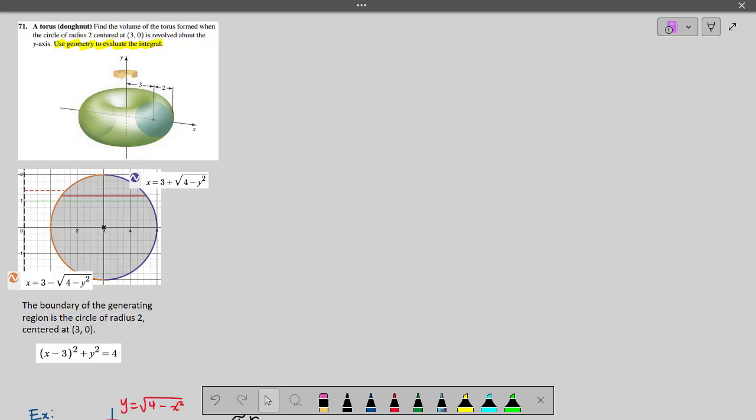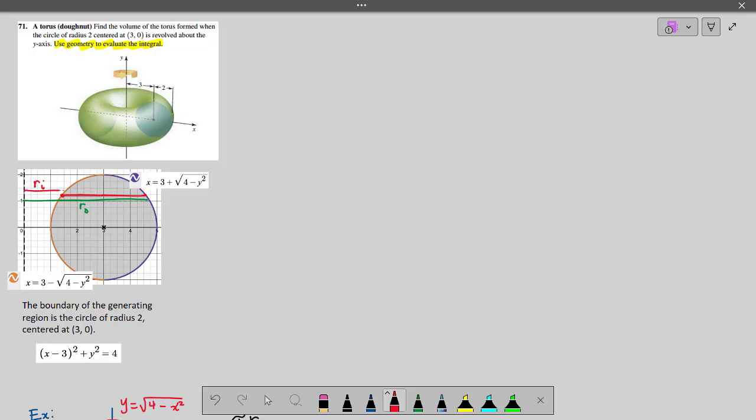So there is our integration element right there. That is going to rotate around the y-axis and create a washer. So that washer is going to have an inner radius right here and an outer radius right here. So there's the outer radius all the way across. And there's the inner radius right there, not in the region.